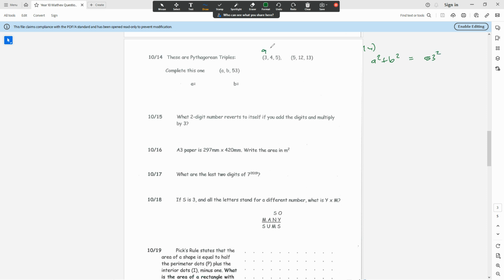Because this is like 9 plus 16 equals 25. 25 plus 144 equals 169. So this is a squared plus b squared equals 53 squared. Pythagorean triples. What is 53 squared going to be, and how do I get there? Well, if we're looking at the first one, 53 times 53, grabbing a calculator, comes to 2,809.